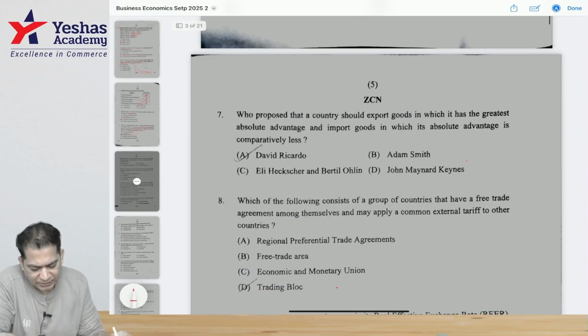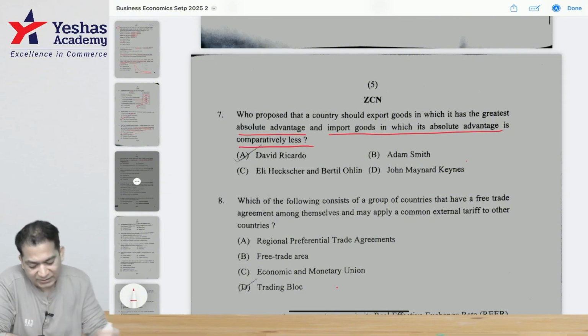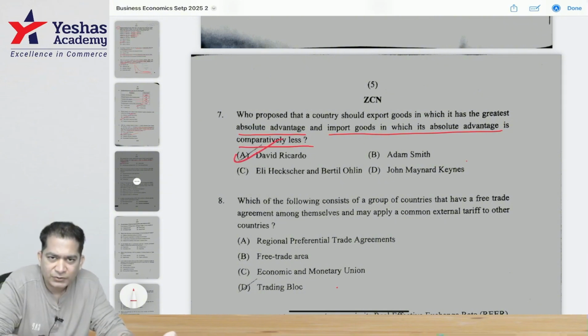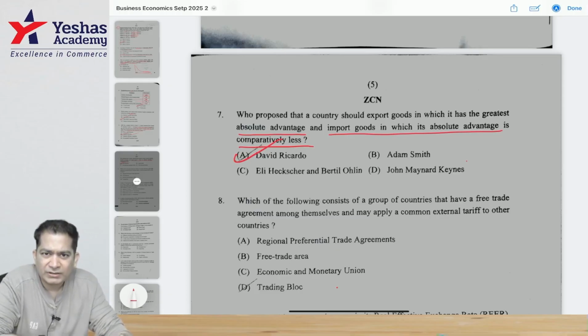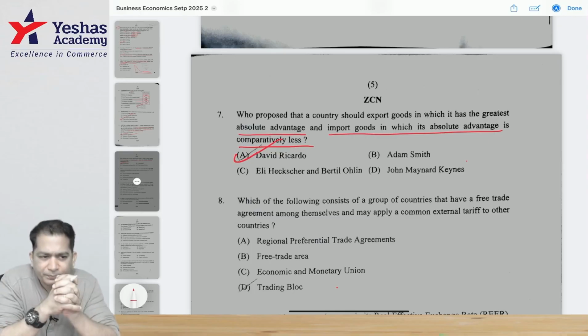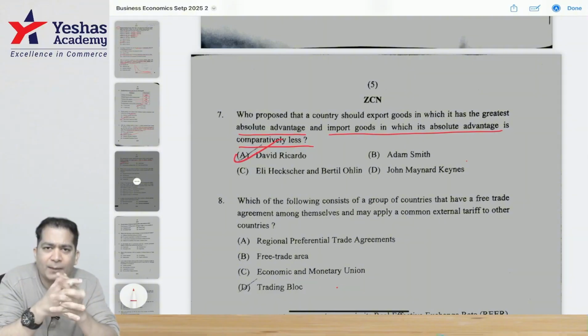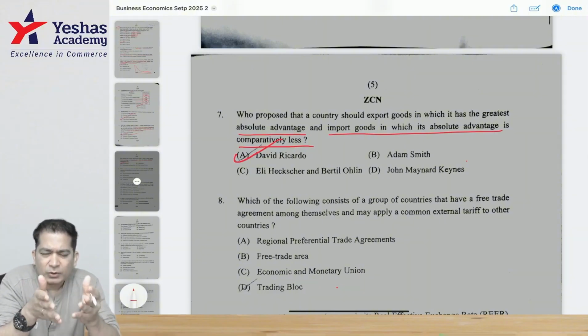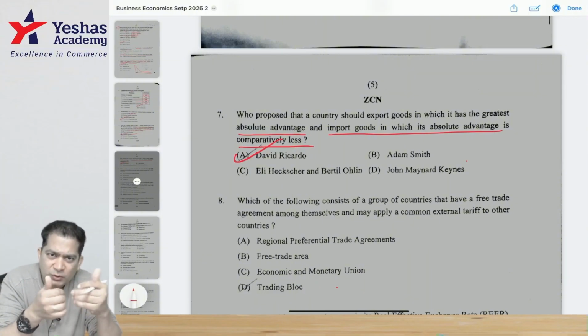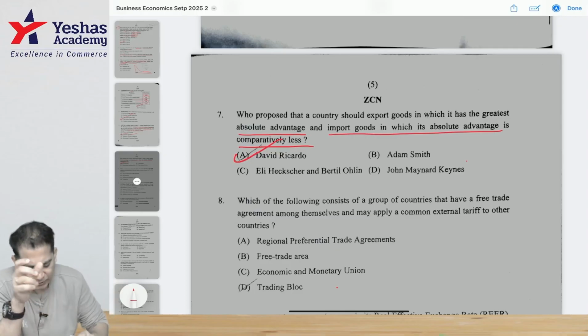Who proposed that a country should export goods in which it has greater absolute advantage and import goods in which its absolute advantage is comparatively less? It is David Ricardo. Because what did David Ricardo say? That if a country has absolute disadvantage in the production of both the commodities, then also trade is possible. You have to find out in which commodity you have lower absolute disadvantage. In whichever commodity you have lower absolute disadvantage, it means you have comparative advantage in that particular commodity.